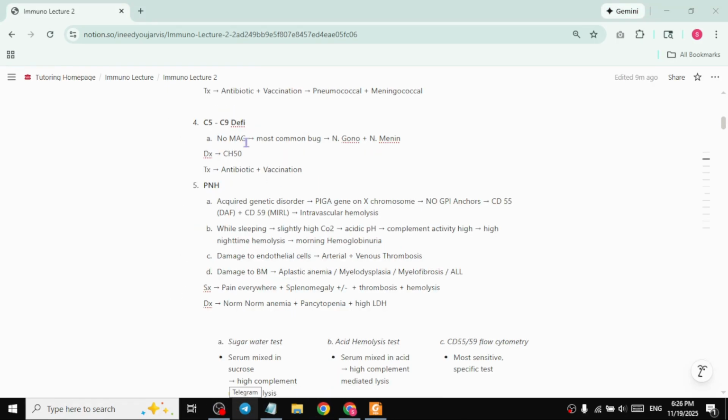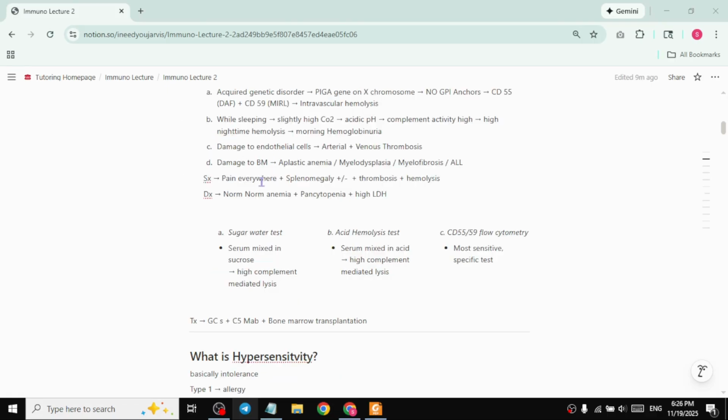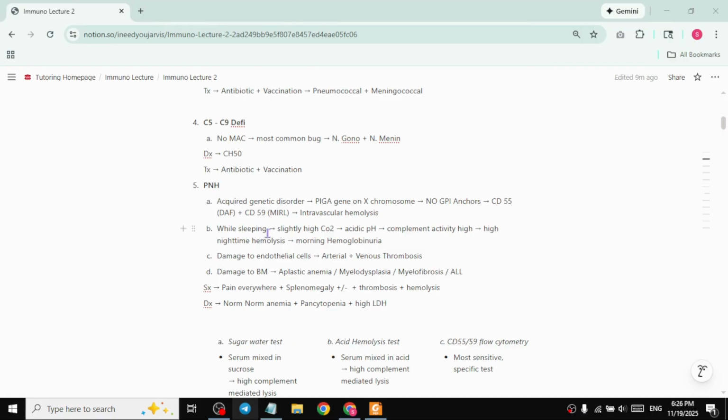Lastly comes C5 through C9 deficiency. C5 to C9 means no MAC complex. Because you have no MAC complex, one of the most common ones are Neisseria. So gonorrhea plus meningitis, right? Again, antibiotics and vaccination is the way to go, right? Now PNH, we've seen this already too. We know exactly what's happening in that, right?